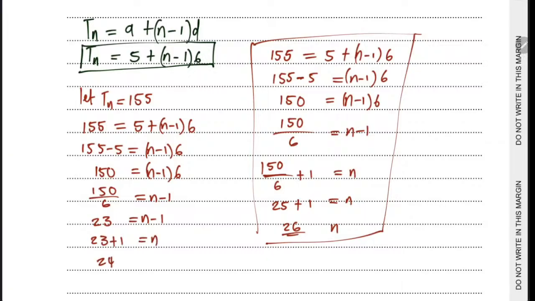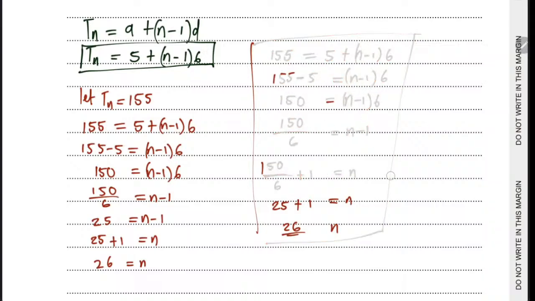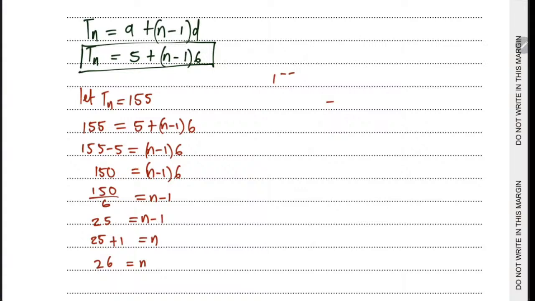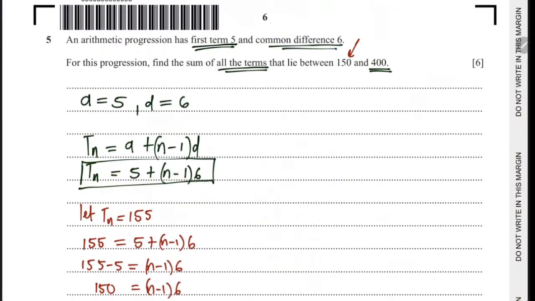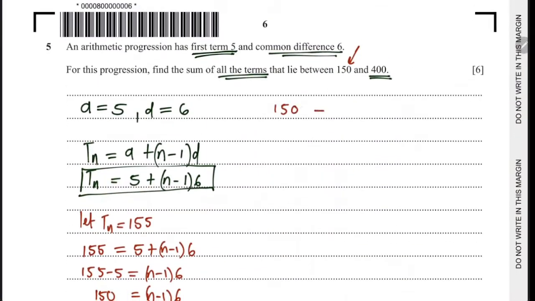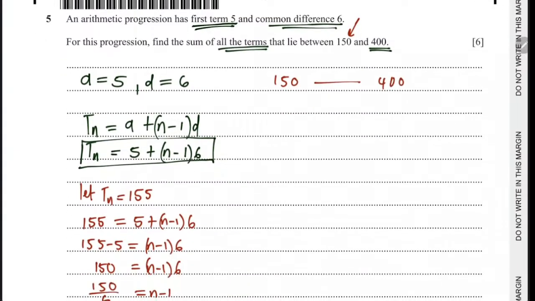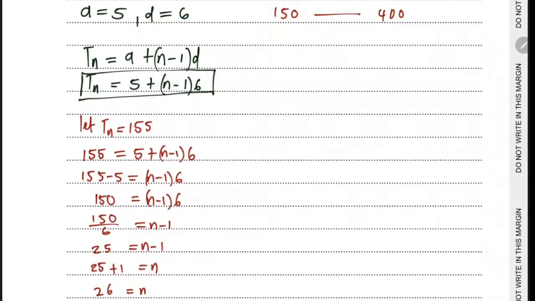24. You said 25, right? It's actually 25. Okay. So 26 is our n. Now we need to find the term that shouldn't be bigger than 400, okay? So remember, we are starting from 150 going all the way to 400. And we want terms that are in this sequence, okay? And we saw that the first term that will be in this sequence will be term 155.